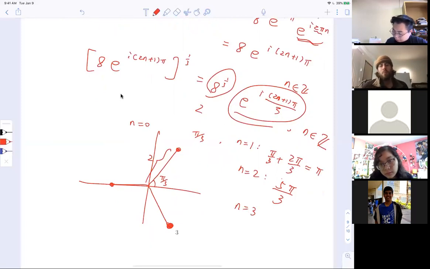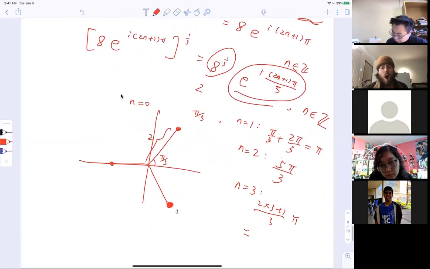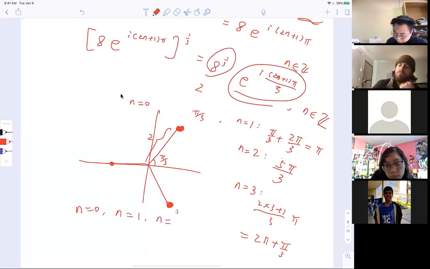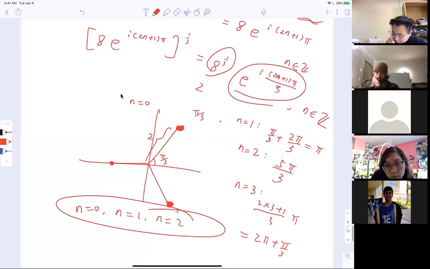What if n equals 3? N equals 3 is 2 times 3 plus 1, which is 7, so 2 pi plus pi over 3. Then it goes back to this point, meaning that there are only 3 different solutions, corresponding to n equals 0, n equals 1, and n equals 2.